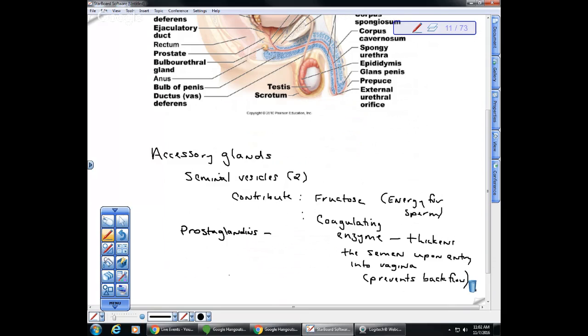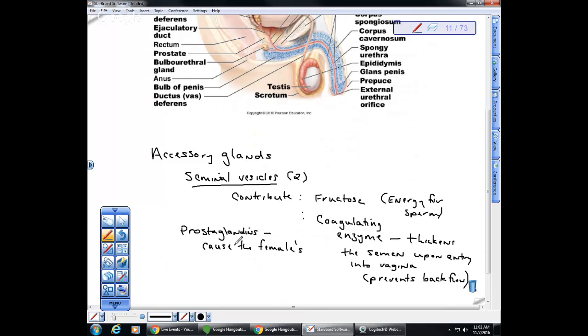And we have prostaglandins all over our body, but in the semen, it has a specific function. And this actually causes the female's reproductive tract to contract. Is it still under the seminal vesicles? Yeah, so this is under seminal vesicles.